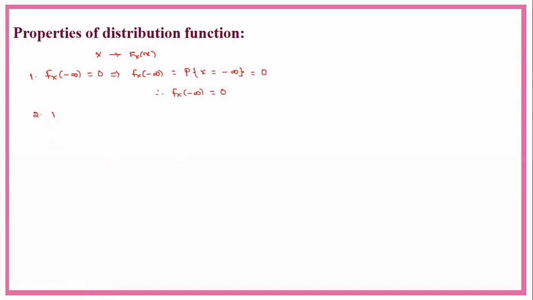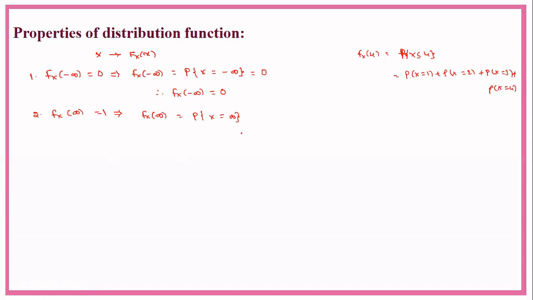And the second one, Fx of plus infinity is equal to 1. We need to verify this also. Fx of infinity is equal to the probability of x equal to infinity. As per the distribution function, if I take Fx of 4, this is taken as the probability of x less than or equal to 4. That means we have to take probability of x equal to 1 plus probability of x equal to 2 plus probability of x equal to 3 plus probability of x equal to 4. Like this you need to take.